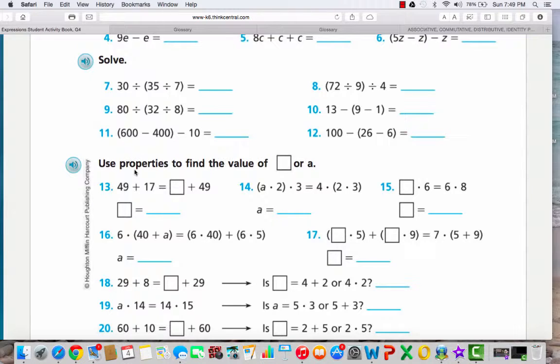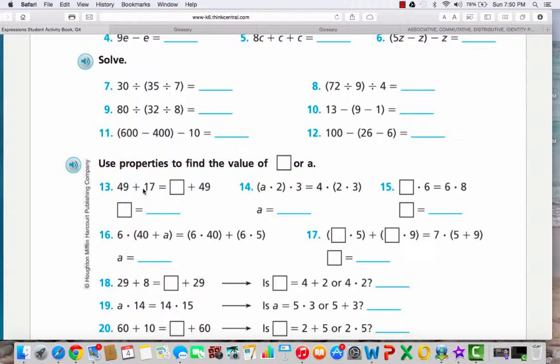And then using different properties, it says use the property to find the value of the box or A. So it's going to use a symbol, which is the box, or it's going to use a variable, which is the letter A, to represent an empty unknown. So if we have 49 plus 17, using what is called commutative property. Commutative property means you can switch around. It's almost like fact families. You know 2 plus 3 is going to be the same as 3 plus 2.